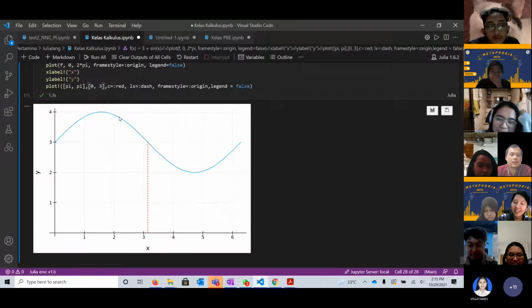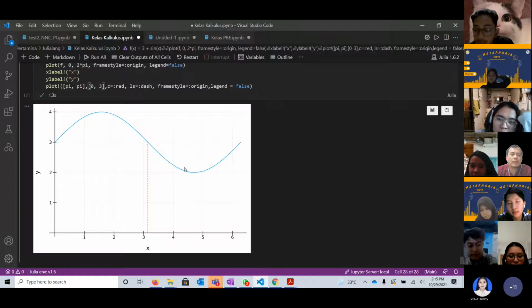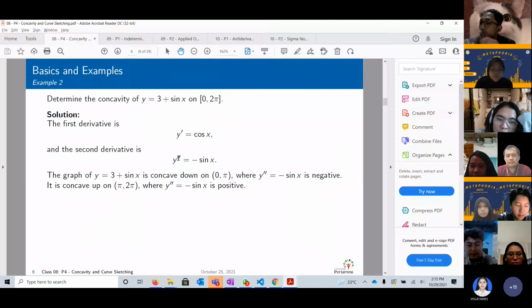Jadi di sini kita bisa lihat bahwa garis merah ini menunjukkan titik pi, ya. Dan di sini kita lihat bahwa dari 0 sampai pi kurvanya cekung ke bawah, dari pi sampai 2 pi kurvanya cekung ke atas. Is it clear?